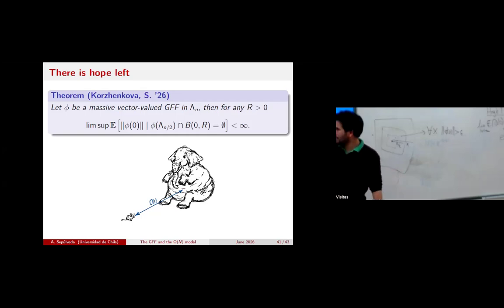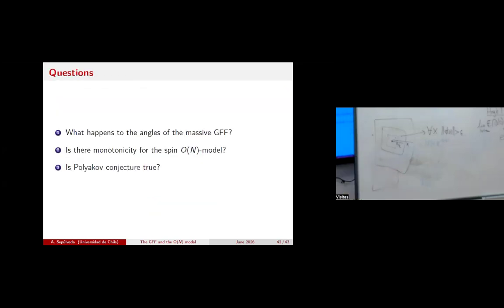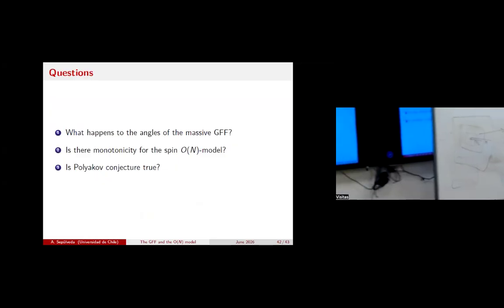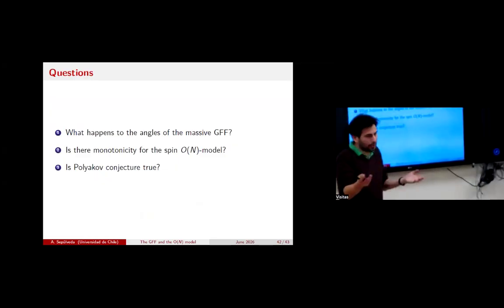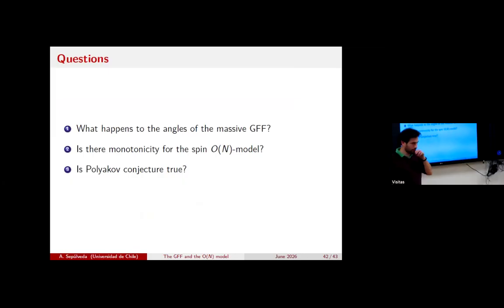So what we are missing for that is a monotonicity afterwards. Like the colder you are, the more aligned you are, which somehow is intuitive, but we would need that to conclude Polyakov. We know what happens to the angles in dimension 1 of the massive GFF, and they undergo a phase transition as the XY, as the Ising model.